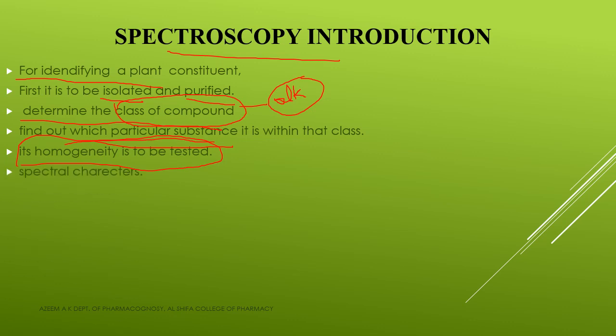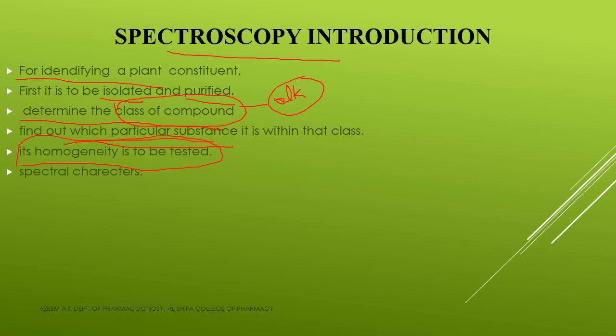Clear? So here, first for identifying a plant constituent, it should be isolated, then purified. Then the next step is to determine the class of compound. Here class of compound means whether it is alkaloid, glycoside, tannin, flavonoid, etc. And how will you identify this class of compound? It can be done with the help of a lot of chemical tests. So after identifying the class of compound, the next step is to find out which particular substance in that class it is.